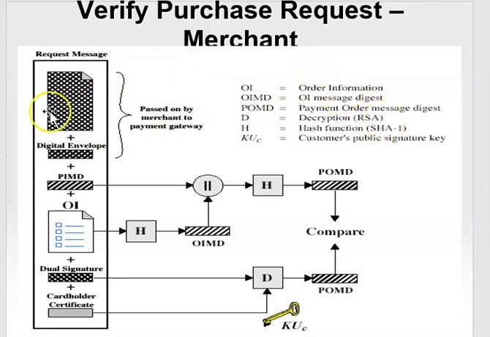for further processing. Then for the PI, again the hash will be calculated to get PIMD, and for the order information, again the hash is calculated, which is converted into OIMD. Then these will be appended together, PIMD and OIMD, and the hash is calculated as POMD. Now the sent dual signature will be compared with the POMD. So this is the way in which the purchase request will be carried out. So this is all about the purchase transactions which are carried out.